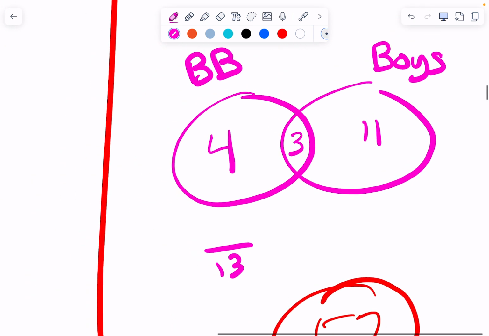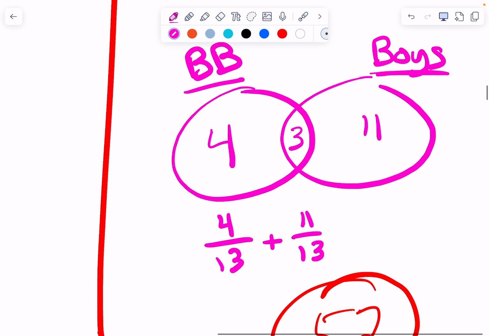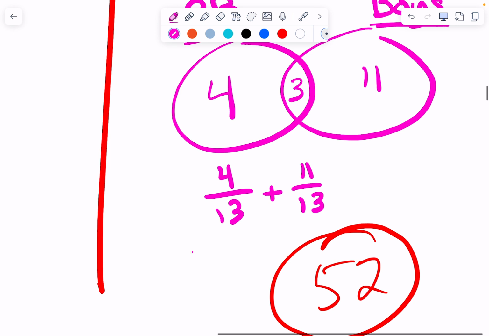So here's how you know this is not right. Ready? If I am looking for a boy or a basketball player, right, it would be 4 over 13 plus 11 over 13, right? There's 4 basketball players and 11 boys. And if I add those together, that makes 15 over 13, which I know is wrong. How do I know that that's wrong? You can't have a number that's bigger than 1. 15 over 13 is a number bigger than 1.